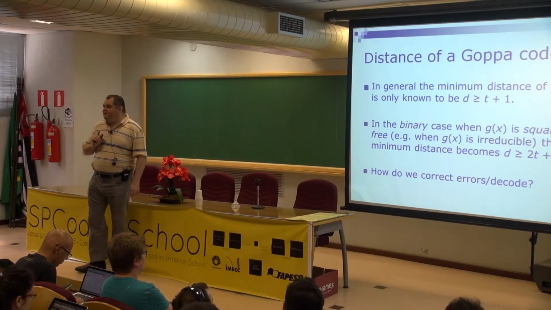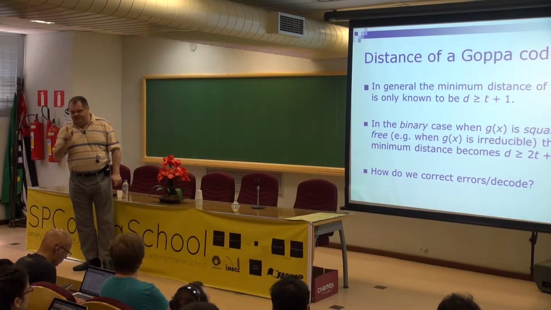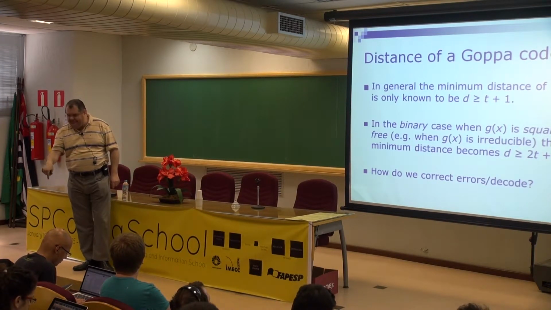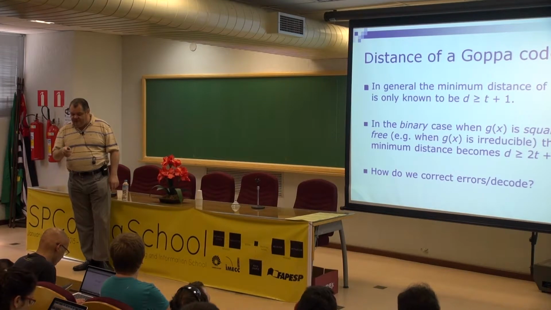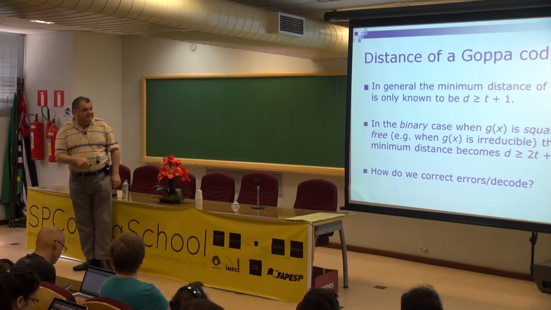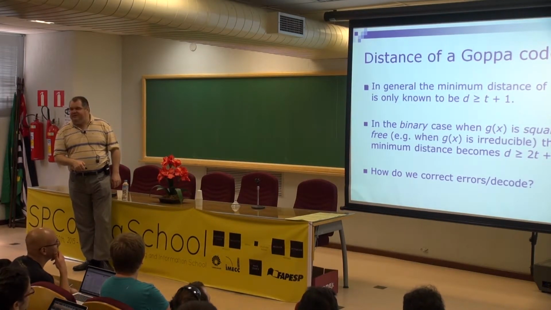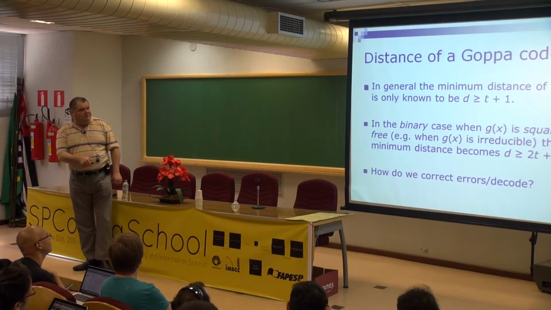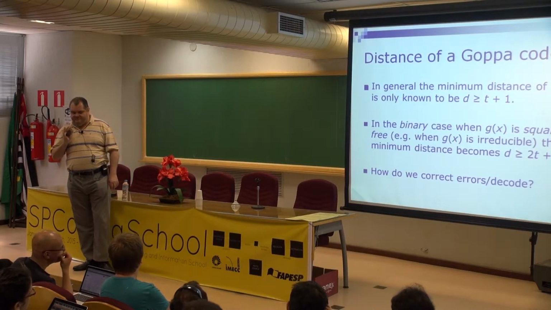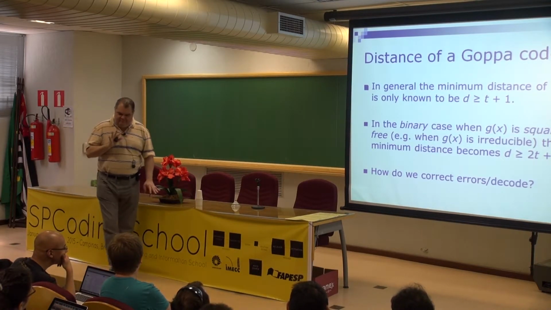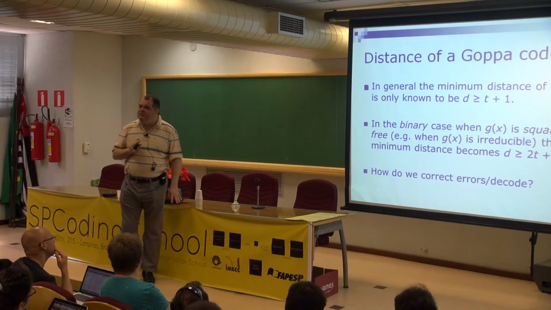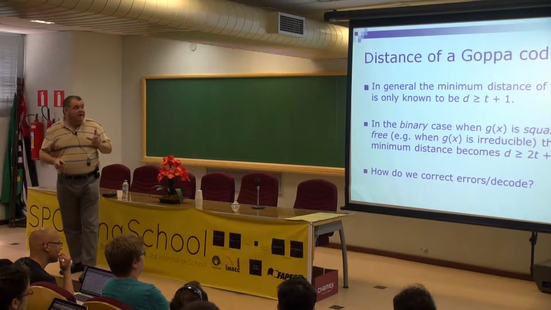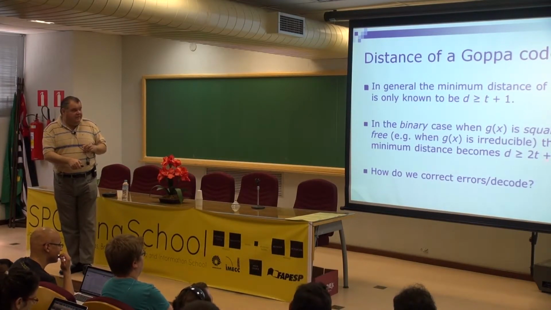In the binary case, you can do more. In characteristic 2 and restricting the code words to those defined over F sub 2, we know that the minimum distance is at least 2t plus 1. So in principle, we would be able to correct uniquely up to t errors. The distance may be larger than that, but we have this as a theorem.